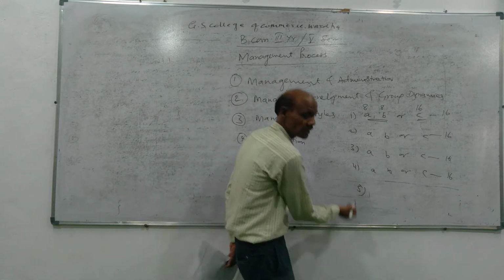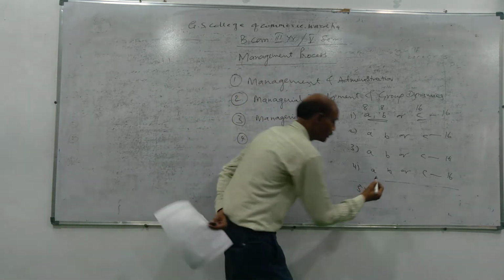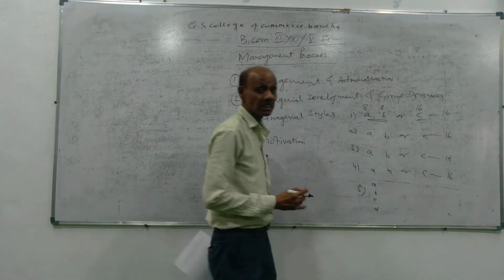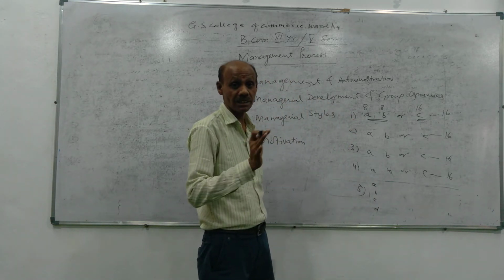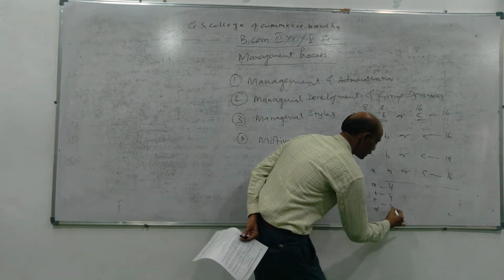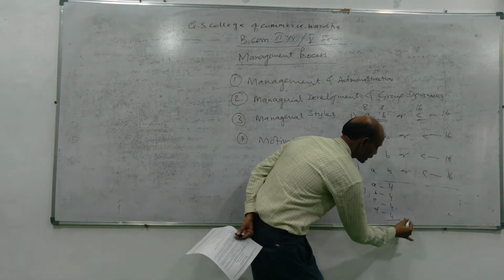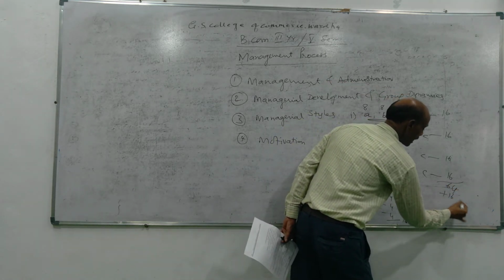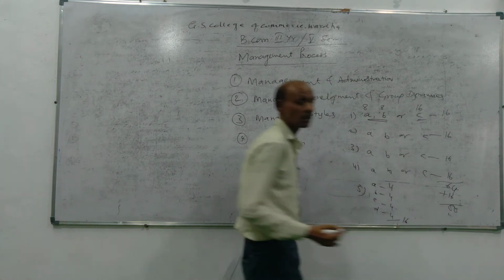Now the fifth question is concerned. In the fifth question you have 4 questions which are compulsory. There is no choice or option. Every question will consist of 4 marks. Means 16 marks. This is 64 marks plus 16 marks. The total is 80 marks.